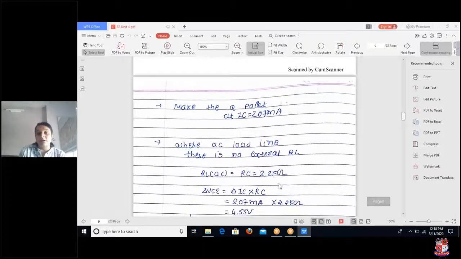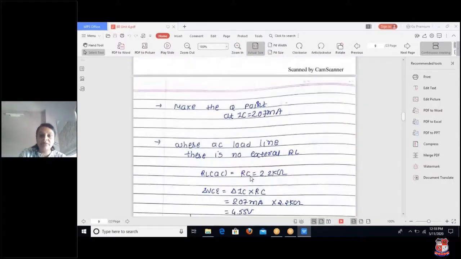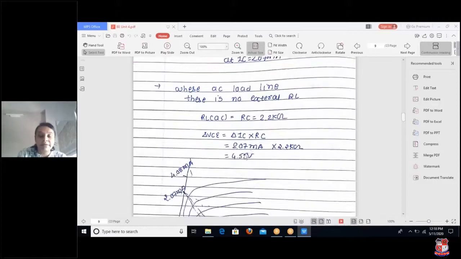You can see in the figure, here is the first load line, where 4.0 milliampere is point A and the second point is 20 volt. For the AC load line, we consider only the value of RC, and the value of RC equals 2.2 kilo ohm.